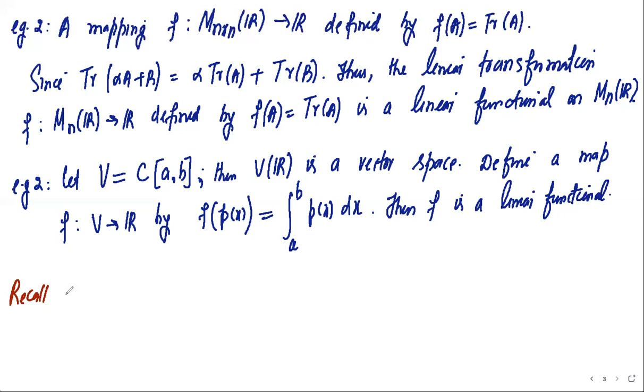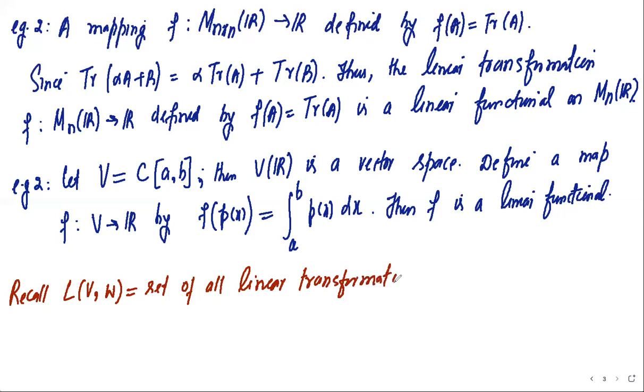Recall L(V, W) that we had defined in the previous lectures. This is the set of all linear transformations from a vector space V into a vector space W. Then we had also seen that this L(V, W) is a vector space.